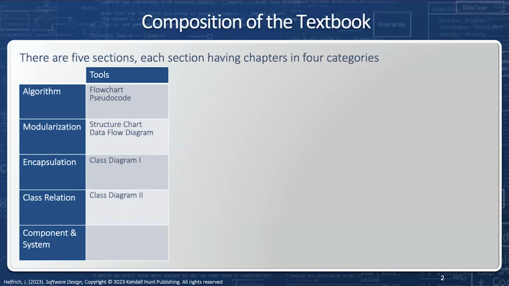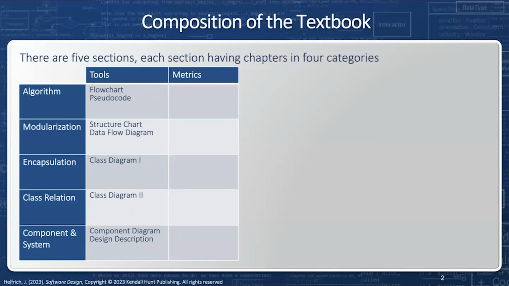And finally, in the component and system level, we talk about component diagrams and how to represent a system design using a design description. And this includes multiple views, each of which could be the things we discussed earlier, as well as other ones like entity relationship diagrams and things like that.